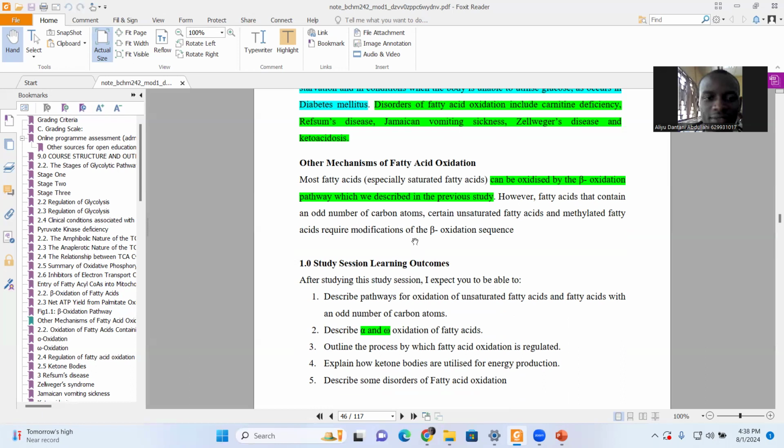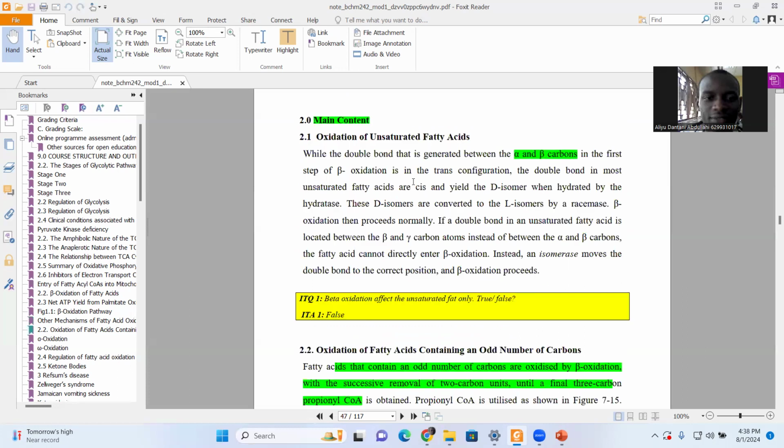Other mechanisms of fatty acid oxidation, which I think we've already discussed. This is just a preamble. So, the double bond that is generated between the alpha and beta carbons is the first step of beta oxidation, and it is in the trans configuration.